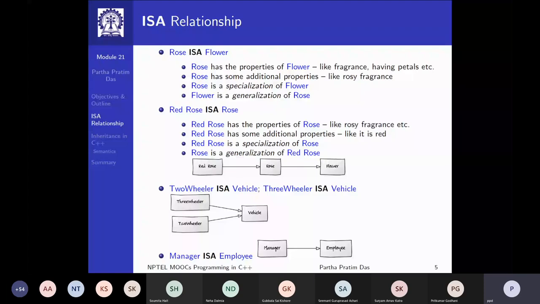Similarly, I can say that red rose is a rose because red rose has all the properties of rose, like rosy fragrance. But it has an additional property that its color is red. So red rose is a specialization of rose. Rose is a generalization of red rose. This is the basic idea of is-a relationship. So we depict is-a relationship in terms of this diagram.